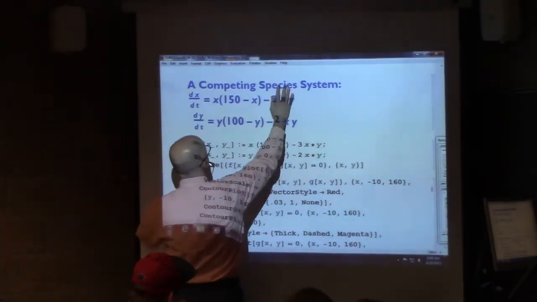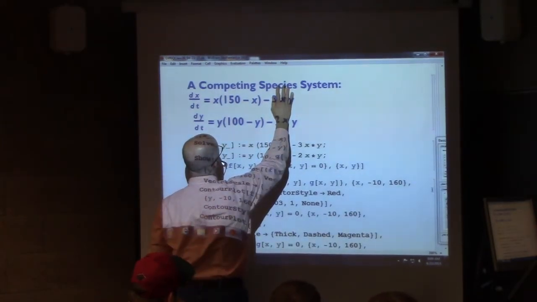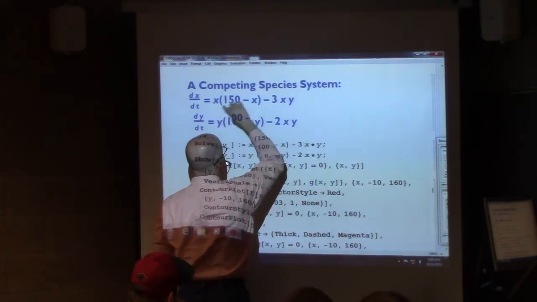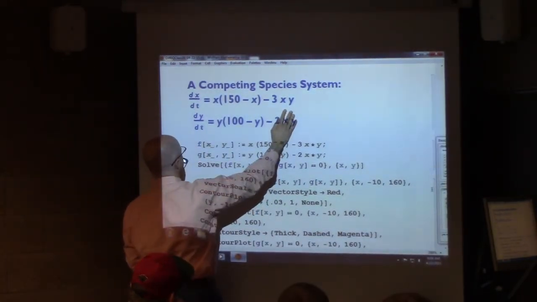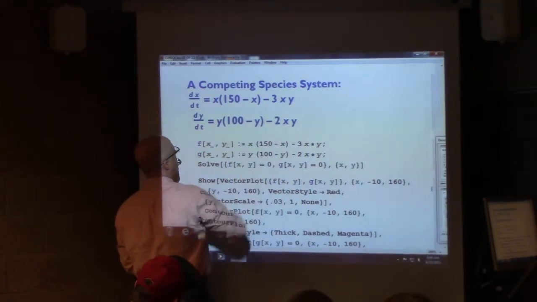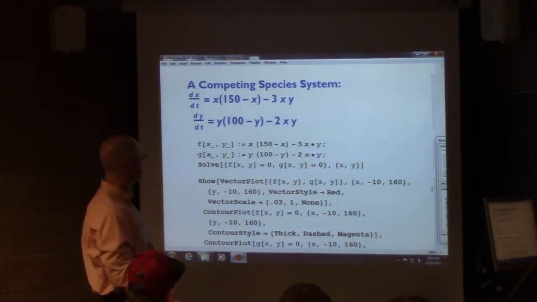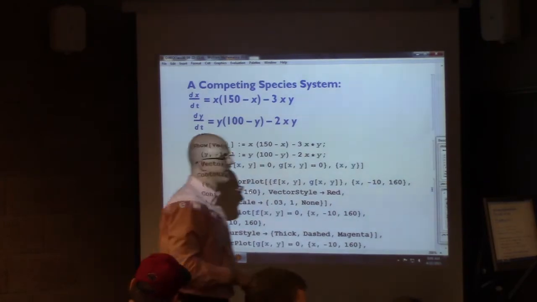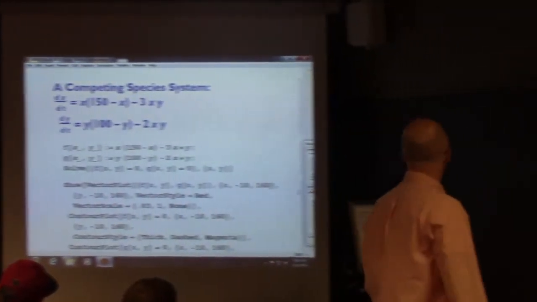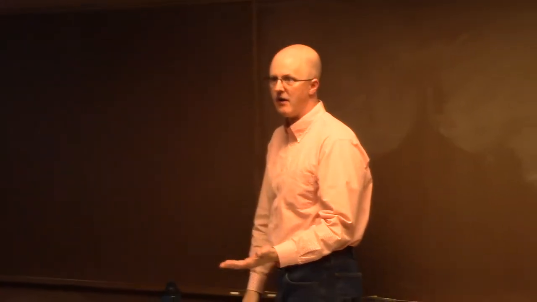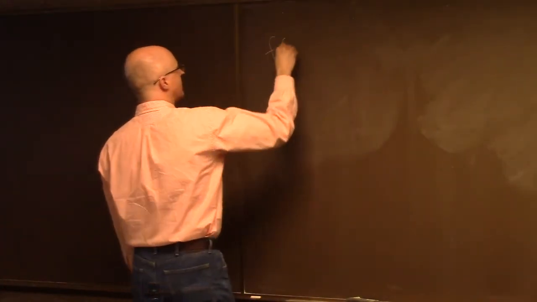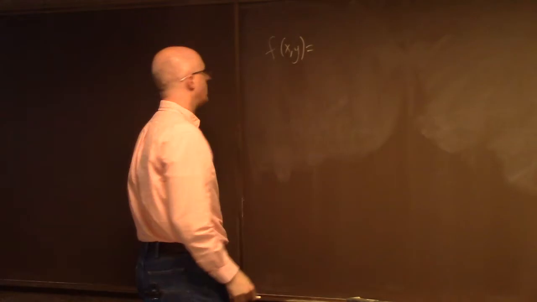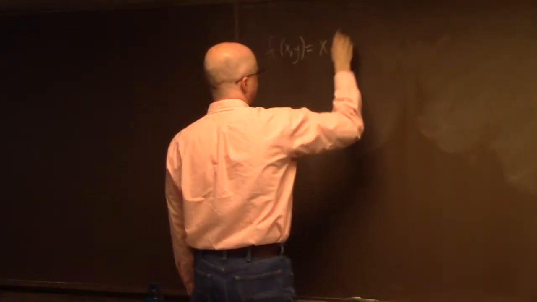When Y is absent, X follows this, and the equilibrium values of X are going to be 0 and 150. When X is absent, when X is 0, this term goes away in the dy/dt equation, and Y has equilibrium solutions at 0 and 100. As far as finding equilibrium points, I'm actually going to make it a little easier for you on the test as well. You won't have to find equilibrium points, but I'll tell you what they'll be. But you certainly should really be able to.